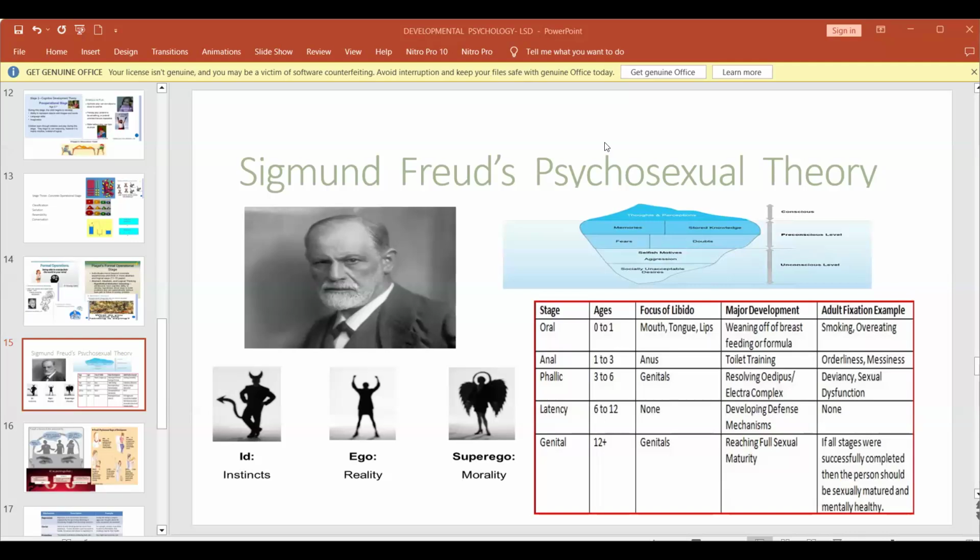Okay, right. Now we are looking at Sigmund Freud. As I told you, Sigmund Freud belongs to the psychoanalysis school of thought. They believe in the existence of the unconscious mind and the childhood experiences stored in the unconscious mind in shaping one's behavior and personality. So if we want to study Sigmund Freud's psychosexual theory of personality development, we have to look at 3 components.